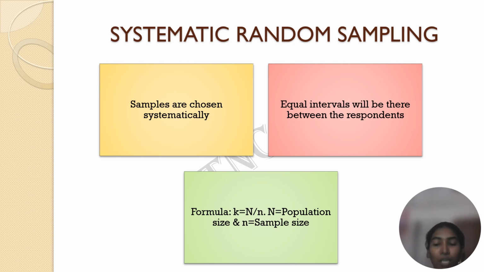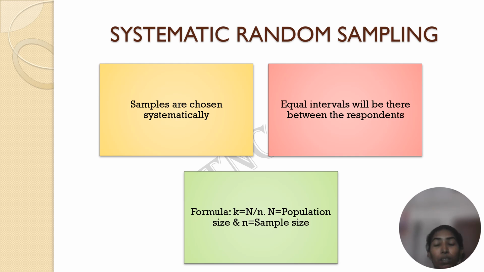Capital N is the population size and small n is the sample size. For example, if your population size is 1000 and you need to collect data from 100 members out of the 1000, then you can use this formula. Capital N, population size 1000, divided by sample size 100, will be 10. So every 10th person in the population will be your respondent.